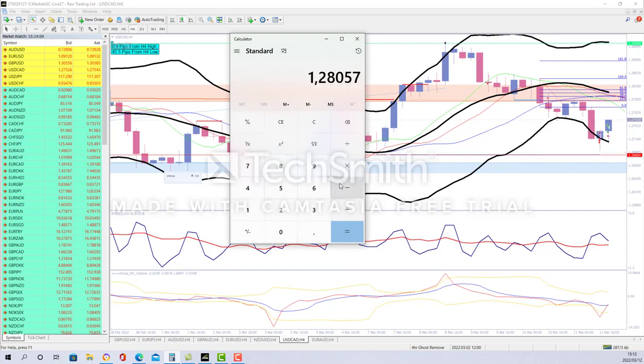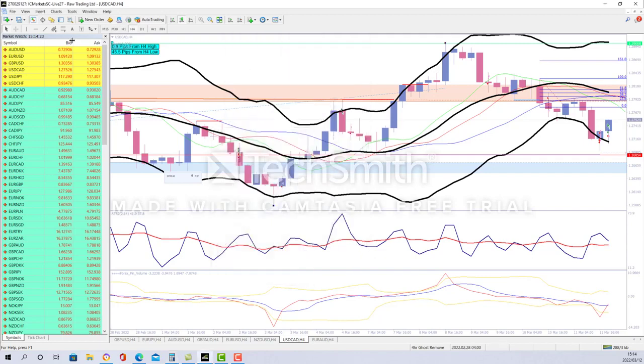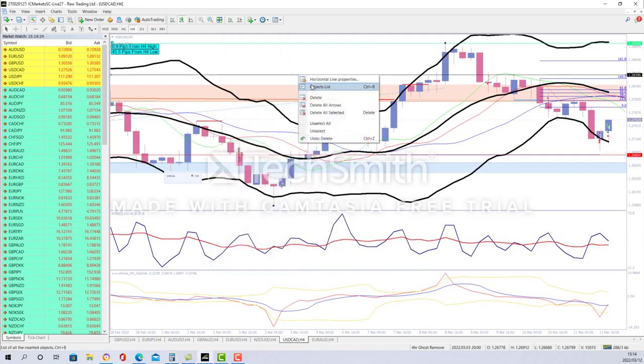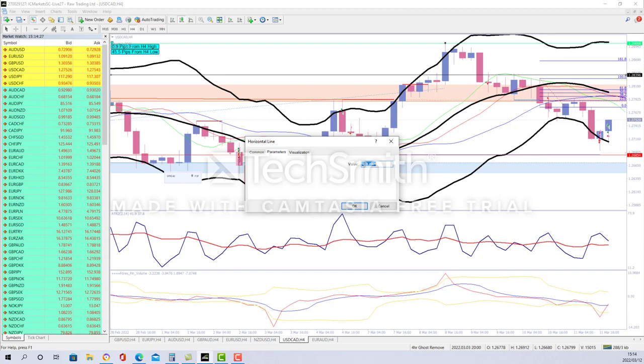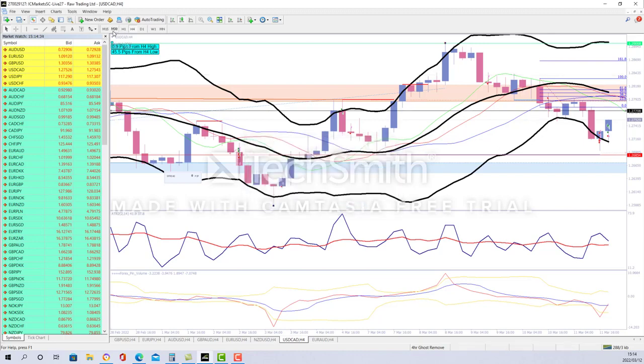1.28057. And then you deduct the ATR, right? So you say, again, I don't know what the ATR was back then, but let's say it was 35 pips. Then you say minus 0.0035. So your take profit will be 1.27707. So if I just check, 1.27707. Okay, there, bang on.